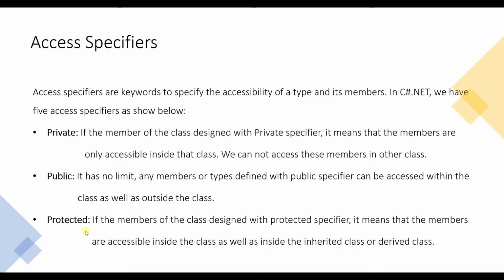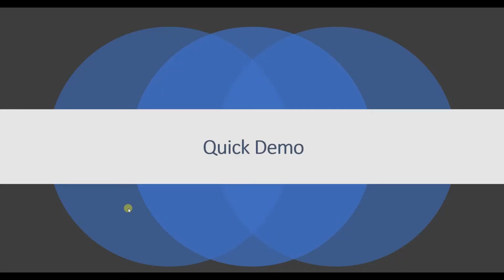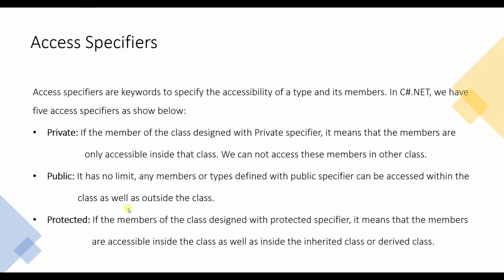Now let's discuss first the private one. If the member of the class is designated with the private specifier, it means that the members are only accessible inside that class. So we cannot access these members in the other class. Next comes public. Public means anybody can access those members of the class. So it has no limit.